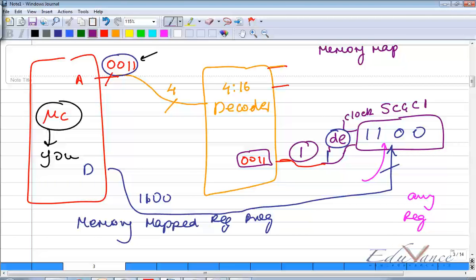So this is the basic concept of memory map register programming. In the next lecture, we will understand a few more details on how to actually configure registers and do the memory map programming. Thank you.